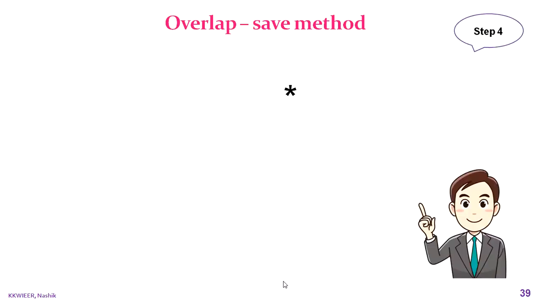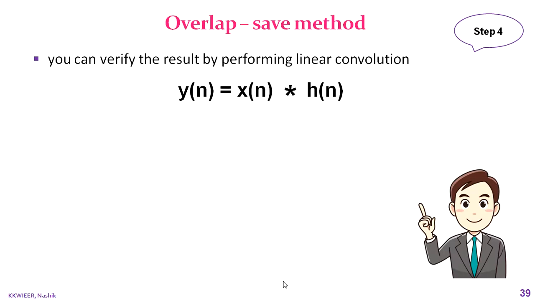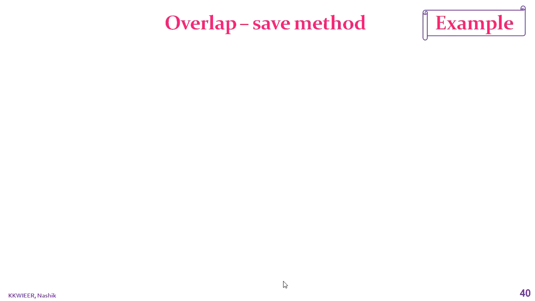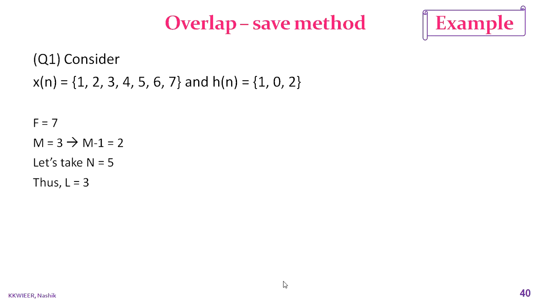The last step is nothing but you can verify the result whether it is correct or not by performing the linear convolution. Let us start with the example. Consider x of n sequence is 1, 2, 3, 4, 5, 6, 7, and your impulse response h of n is 1, 0 and 2.